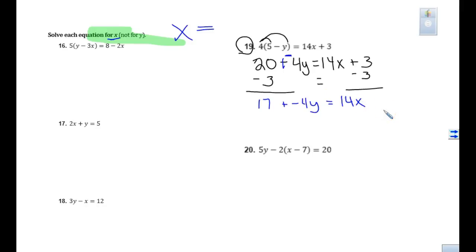Oh, I'm almost there. I need to solve for x. What do I need to do? Divide by 14 on the side. Yes, and I'm dividing every single thing by 14. And it's ugly. This is really ugly.